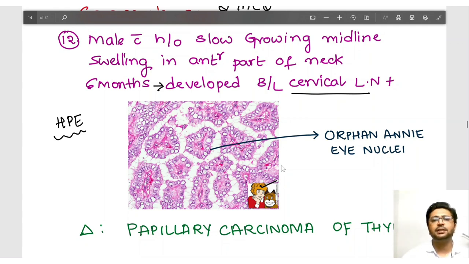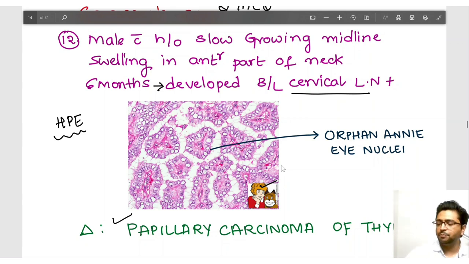So what are the midline swellings? The midline swellings can be sublingual dermoid or lipoma. It can be submental group of lymph nodes. You can have Ludwig's angina, thyroglossal cyst, thyroid swelling. We can have suprasternal burns lipoma, and we can have subhyoid bursitis. These are all the midline swellings. So this is a classical history where a male has slow growing midline swelling in the anterior part of the neck. So this might be a thyroid swelling. After 6 months, the patient develops bilateral cervical lymph nodes, and once they have shown the histopathology, that is Orphan Annie, then the diagnosis would definitely be papillary carcinoma of thyroid.